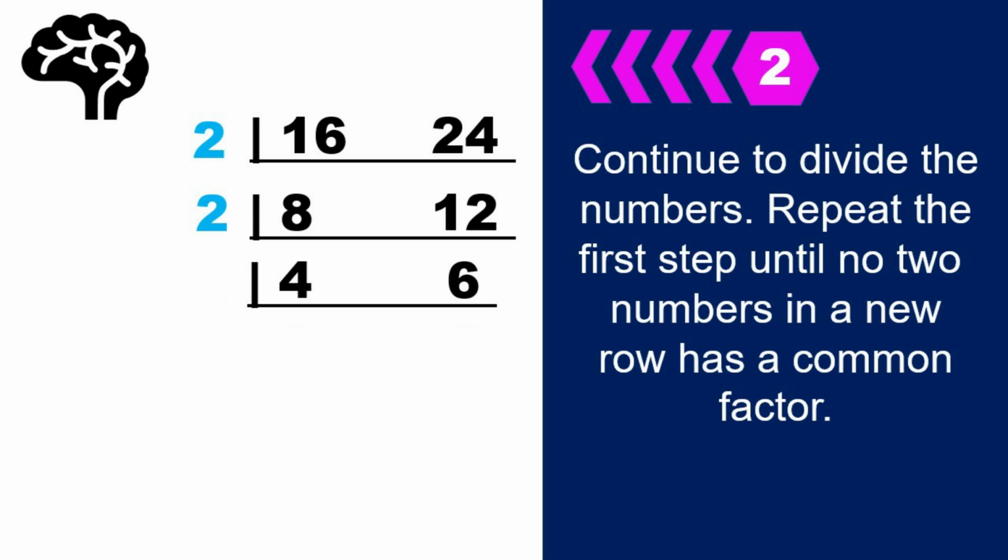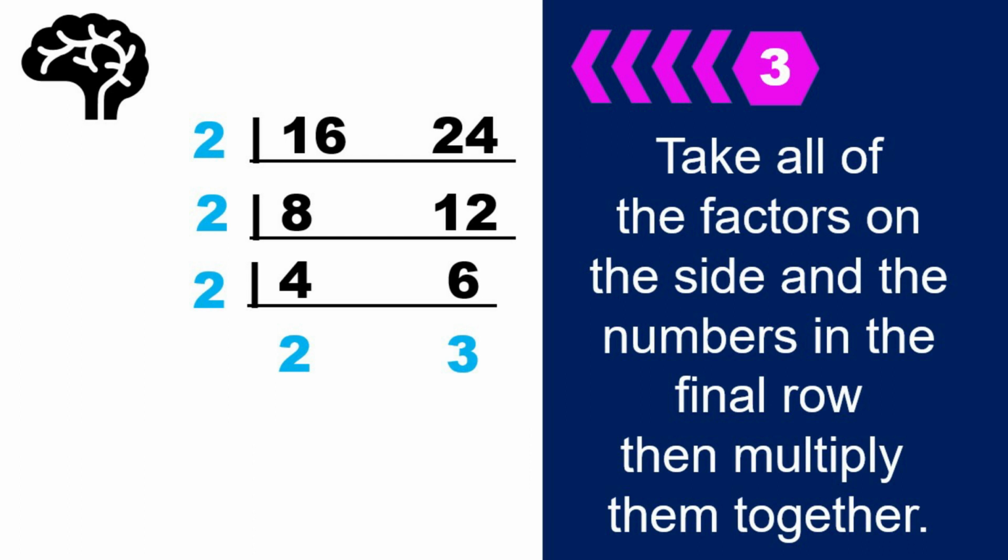4 and 6 have common factor of 2, which is a prime number. Therefore, 4 and 6 is divisible by 2. 4 divided by 2 is equal to 2, and 6 divided by 2 is equal to 3. In this case, 2 and 3 are relatively prime numbers. Therefore, we have to stop dividing the numbers.